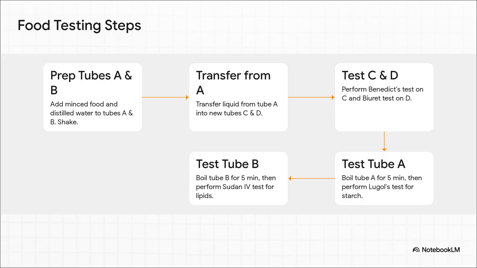So, the procedure is all about being efficient. You prep 2 main tubes, A and B. You take some liquid from A for the Benedict's tests. Then you boil what's left in A and B. And why do we boil? Well, boiling breaks open the cell walls, which is super important for releasing any starch or lipids that might be trapped inside. This makes sure your Lugol's and Sudan IV tests are actually accurate.